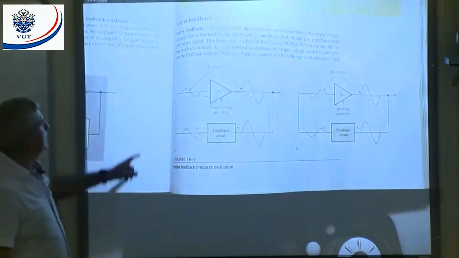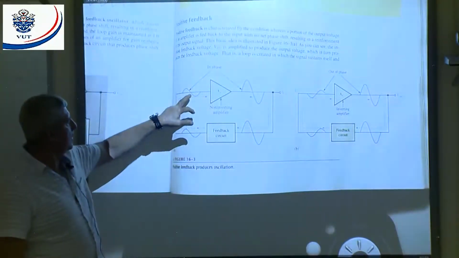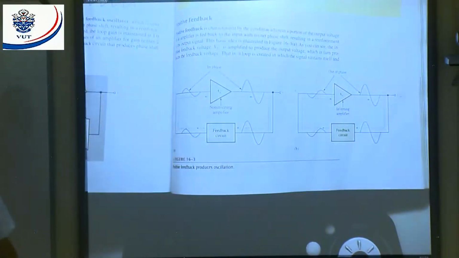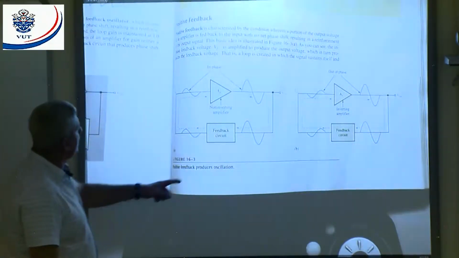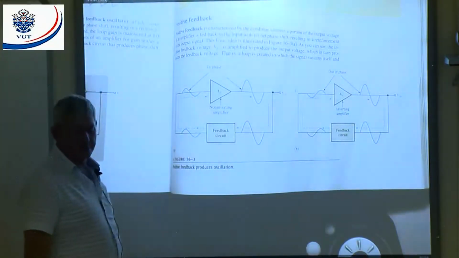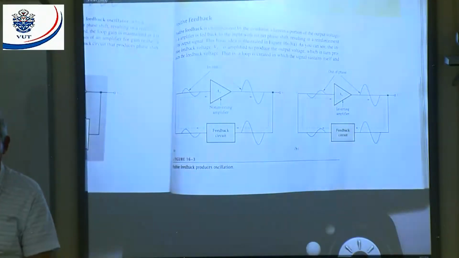If we have a look at this first figure here, you can see the input and the output of the amplifier are in phase. There's no phase shift between my input and my output. That means across my feedback circuit there also isn't any phase shift. If I don't have any phase shift, then it will be positive feedback.